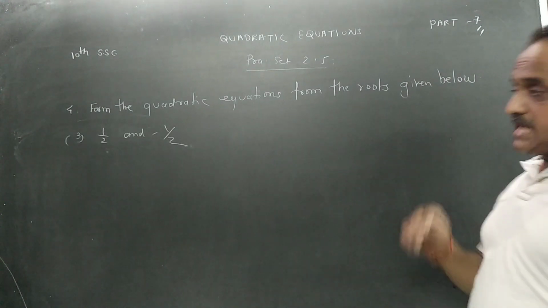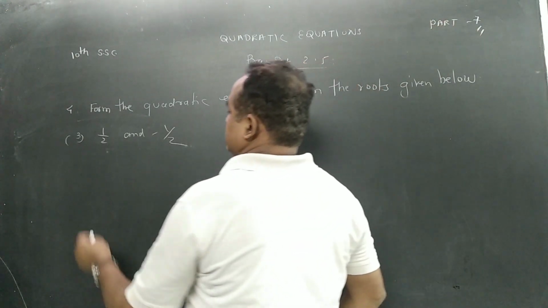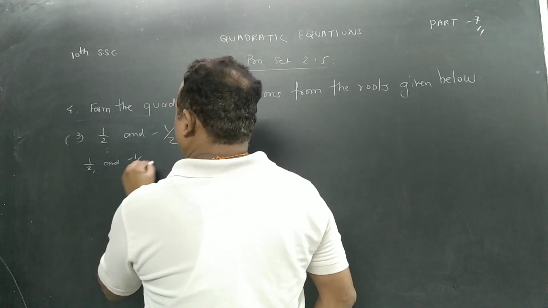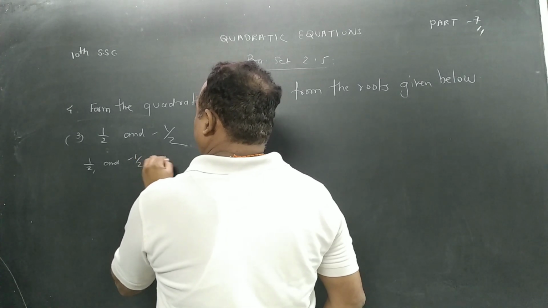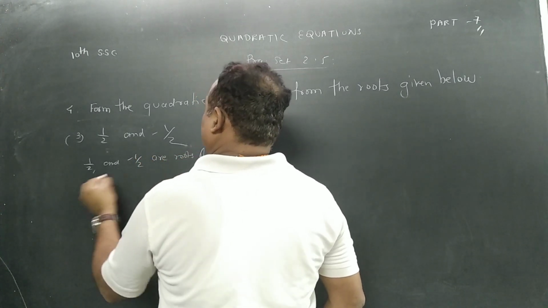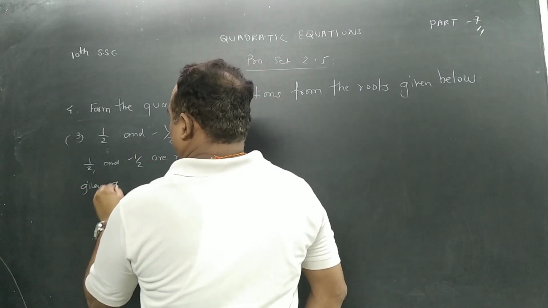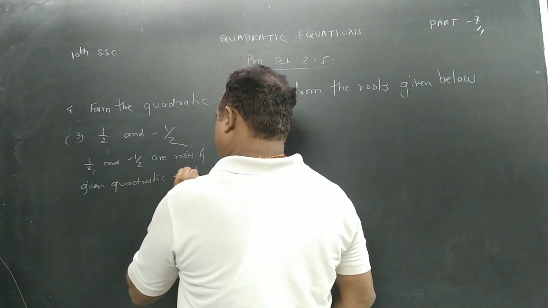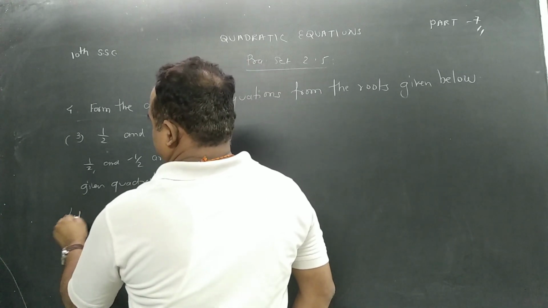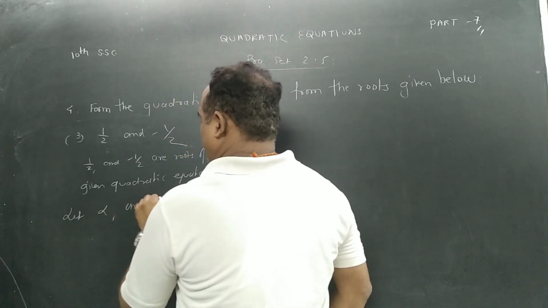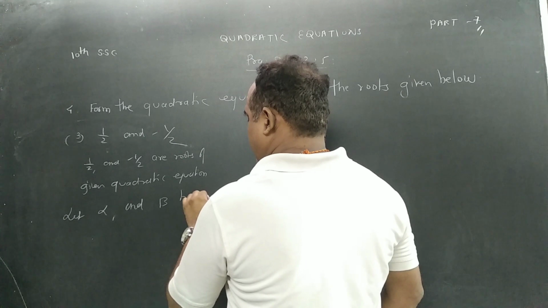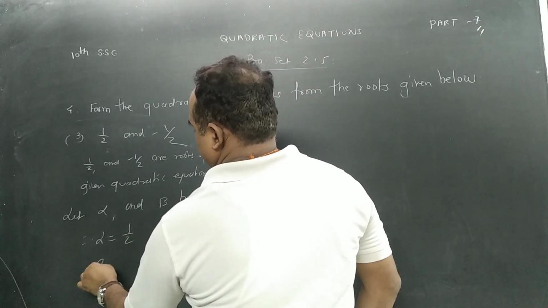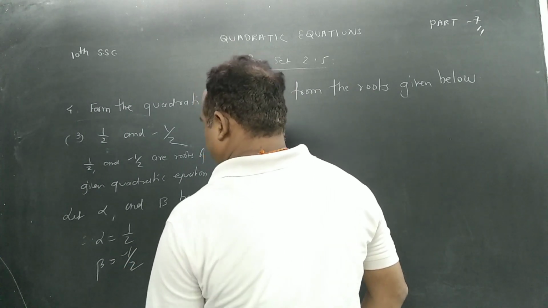Now, the third question is half and minus half. So what can I write then? 1 upon 2 and minus 1 upon 2 are roots of the given quadratic equation. Let alpha and beta be the roots. Therefore, the value of alpha is 1 upon 2, beta is equal to minus 1 upon 2.